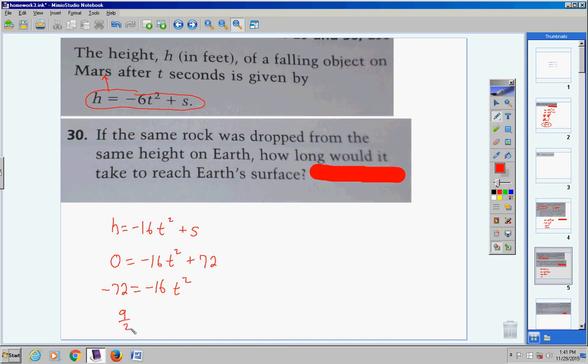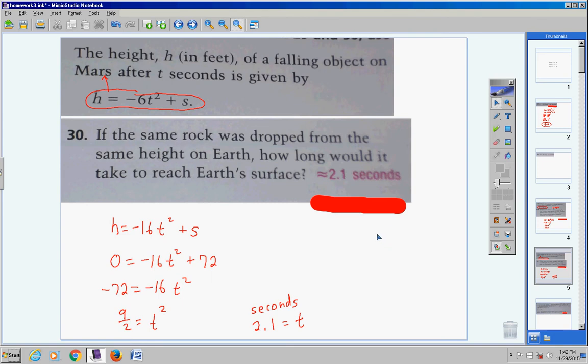Now, you don't have to reduce it. You're going to get a decimal answer anyways. You could have left it as 72 over 16 if you wanted to, but 72 over 16 reduces to 9 halves. Now, I'm going to take the square root of both sides. The square root of 9 halves would be 2.12. And the square root of t squared is t. So there we go. The rock would be in the air for 2.1 seconds.